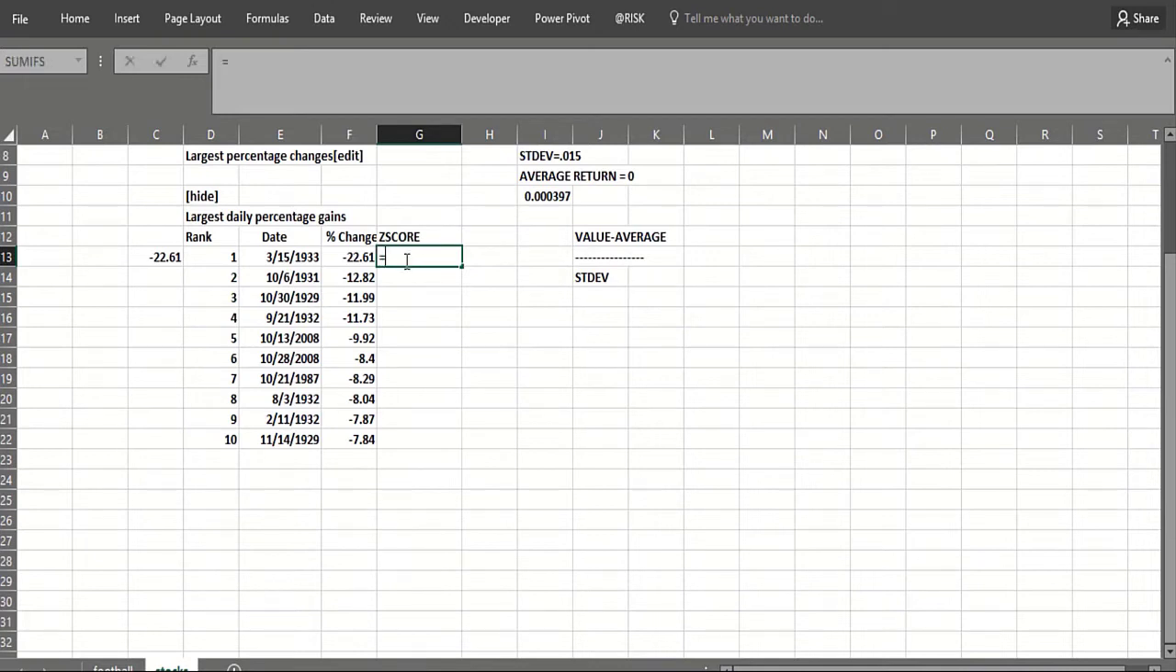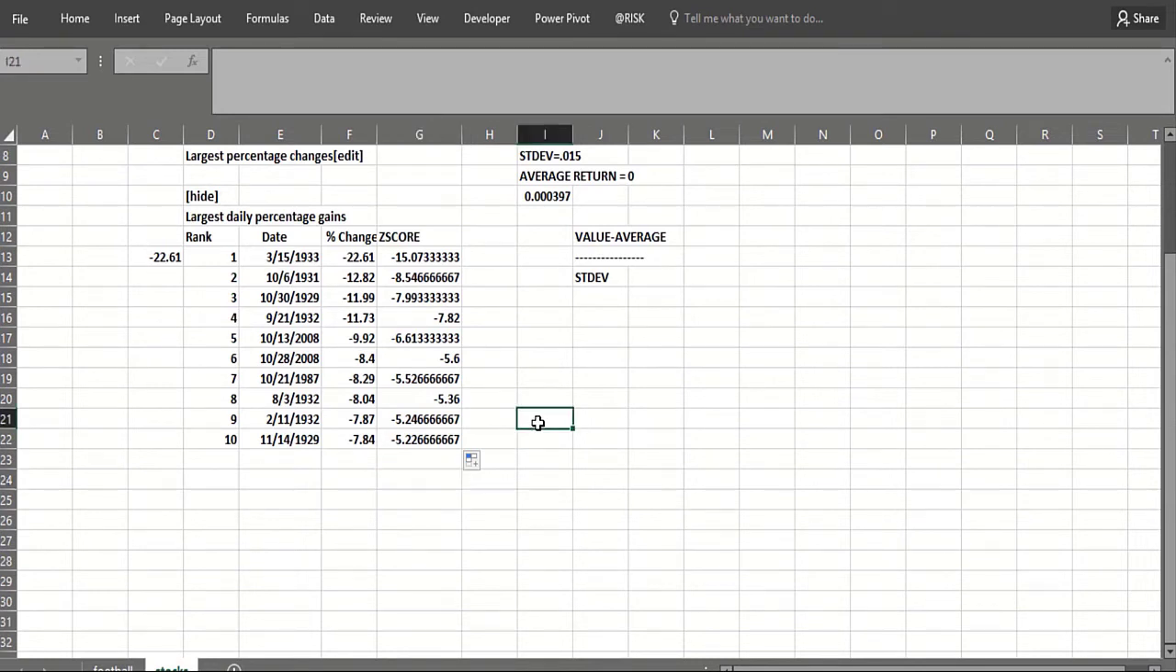Okay. So the z-score would be the value minus the mean of 0 divided by 1.5 percent, since we have these as percentages. So the z-score on these days is incredibly high. It's like -5 to -15. Now again, it's almost unheard of to get something that's 5 standard deviations different from average.